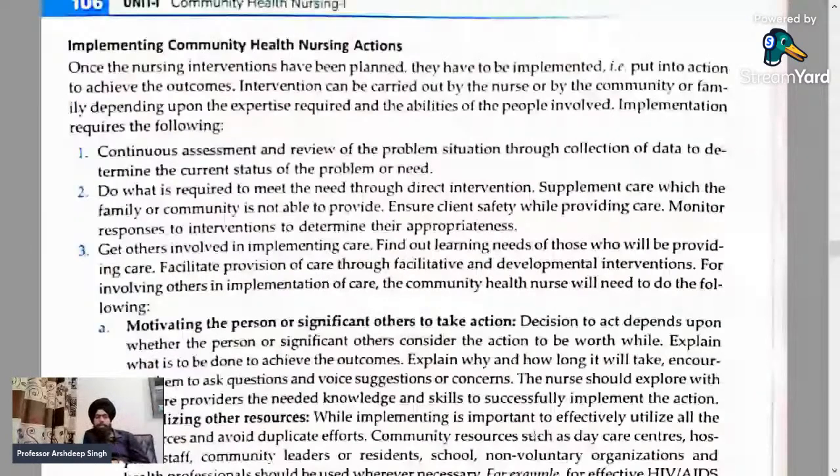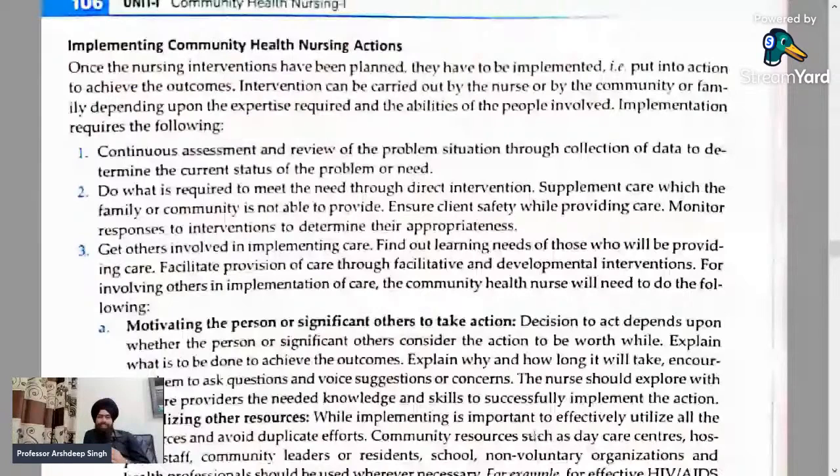Okay, in the implementation of community health nursing actions, we have to plan all the interventions in effective ways so that we get the best results in the evaluation. Once the nursing interventions have been planned, they have to be implemented, that is, put into action to achieve the outcomes. So we have to do these things.